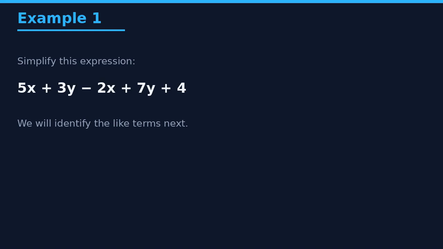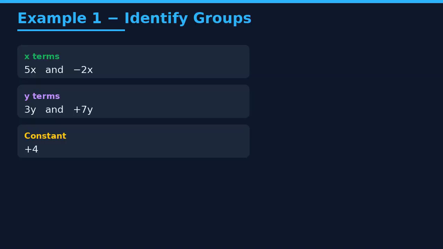Let's try example 1. Simplify 5x plus 3y minus 2x plus 7y plus 4. Identify the groups. The x terms are 5x and minus 2x. The y terms are 3y and 7y. The constant is 4.